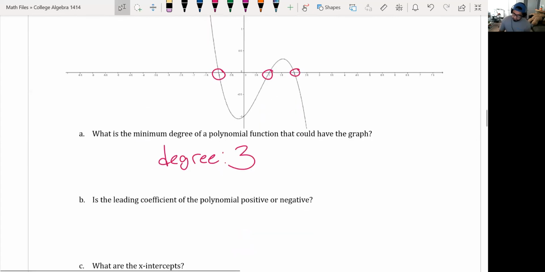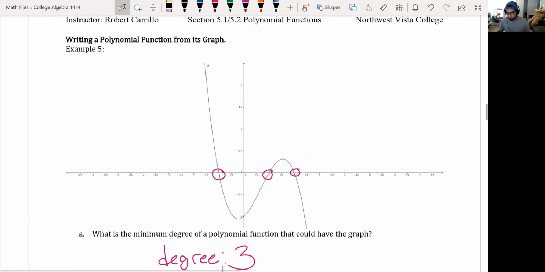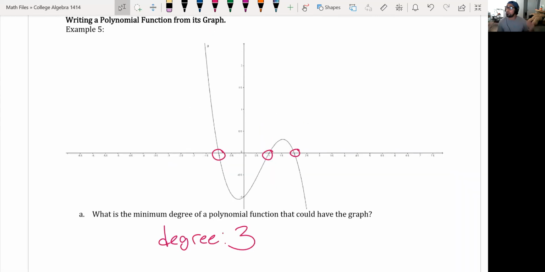All right. Second question. Is the leading coefficient of the polynomial positive or negative? Now, this goes back to the very first page of end behavior. How does this graph open? Look at the tails. This graph opens top left to bottom right. Top left to bottom right, right?